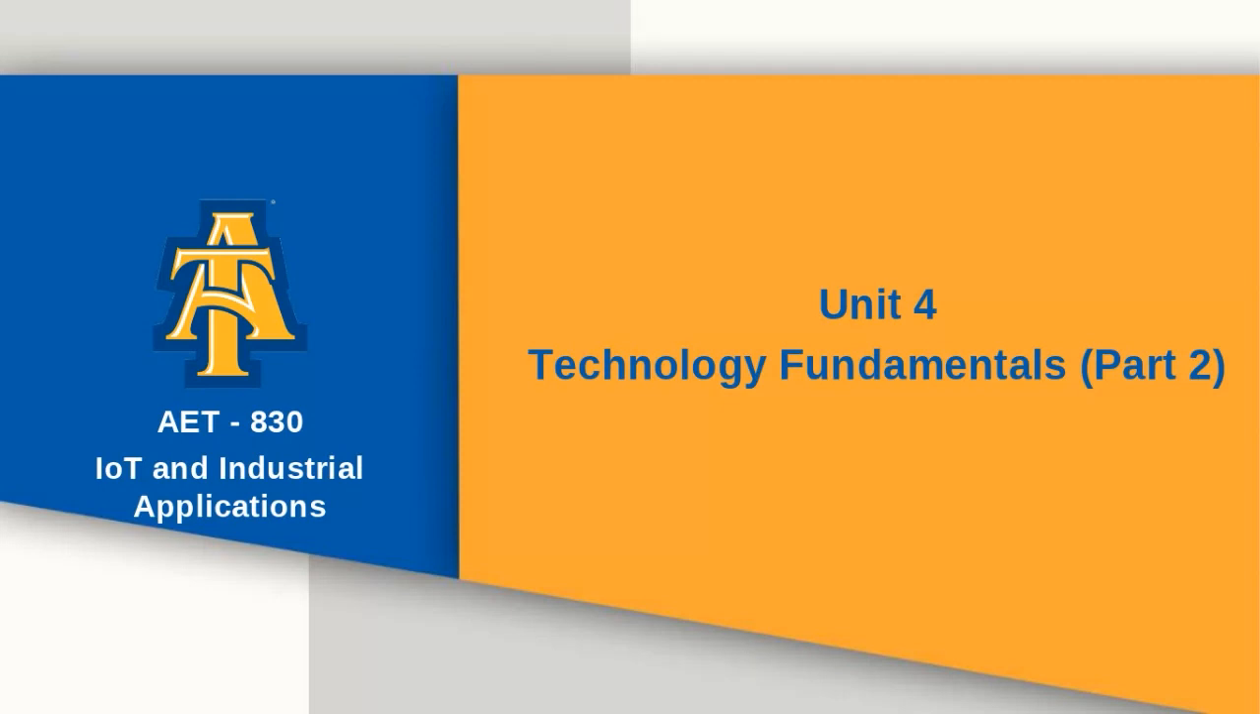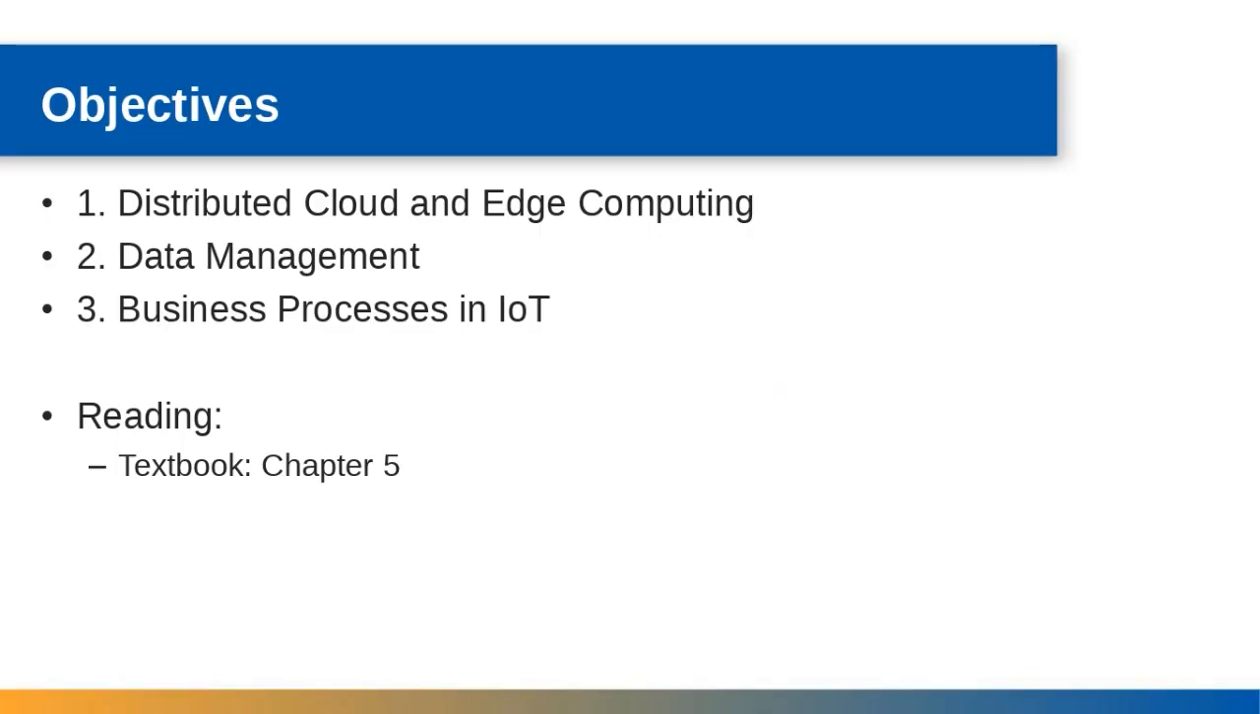So in the last chapter, we talked about some technical fundamentals of Internet of Things. Specifically, we talked about the devices, the different networks and communication methods. We also talked about machine intelligence. So for this unit, we will continue with our discussion on distributed cloud and edge computing.